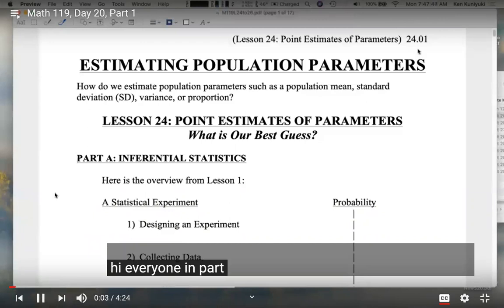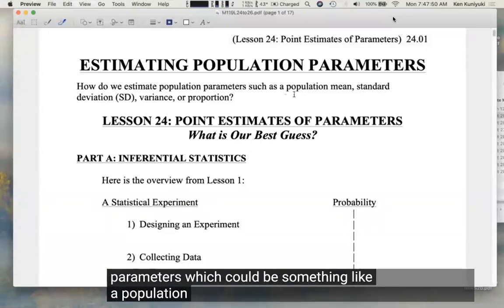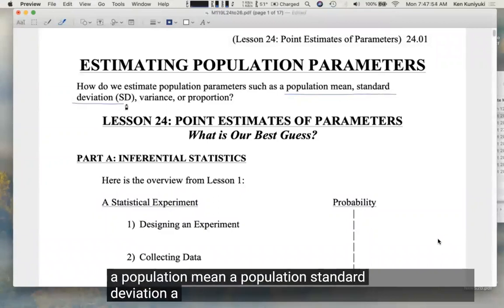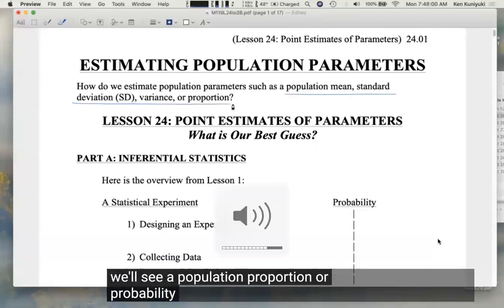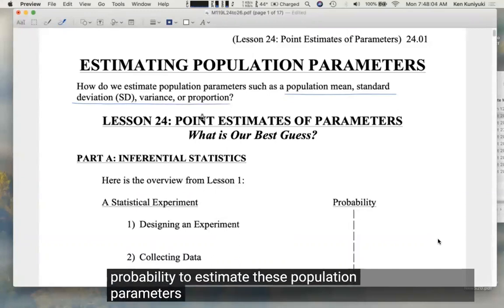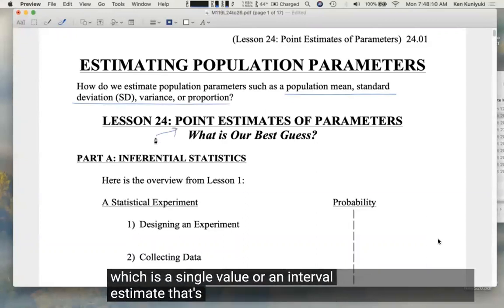Hi, everyone. In part 4 of our class, we're going to estimate population parameters, which could be something like a population mean, a population standard deviation, a population variance, or as we'll see, a population proportion or probability. To estimate these population parameters, we could use a point estimate, which is a single value, or an interval estimate. That's where confidence intervals come in.